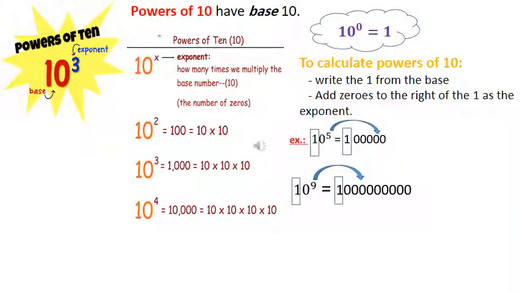Now, powers of base 10. If you have 10 to the power 0, it's 1 because everything to the power 0 is 1. If you have 10 to the power 2, 10 to the power 3, 10 to the power 4, that means you have as many zeros as you have in the exponent. If it's 10 to the power 2, 2 zeros. 10 to the power 3, 3 zeros. So as much as you have in the exponent, you just add zeros beside the 1.